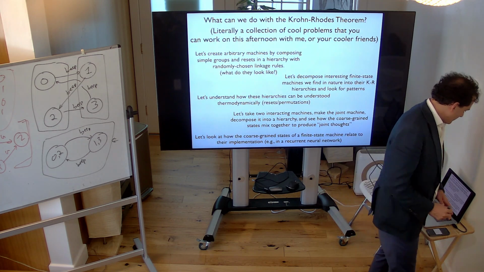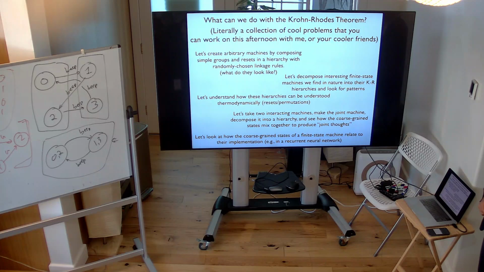So what can we do with the Krohn-Rhodes theorem? This just has been sitting here. I haven't seen a lot of papers on it. Occasionally somebody stumbles upon it. I sometimes get an email, or whoever else works in Krohn-Rhodes gets an email. And I haven't seen people do, I don't know what to do with it, right?